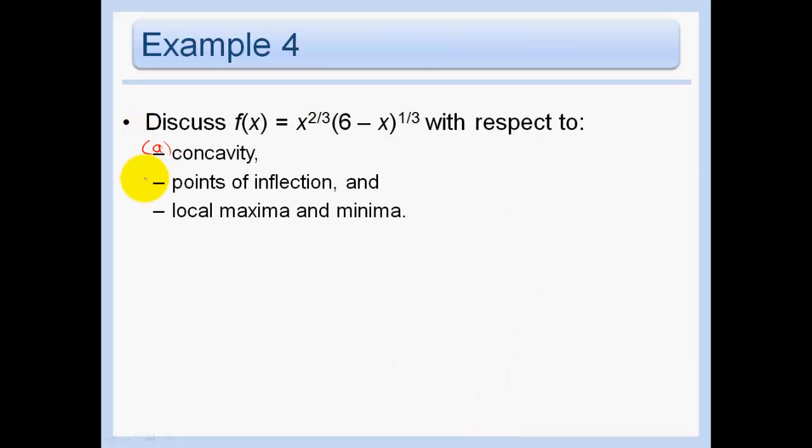So let's do this one more time. Let's first discuss the concavity. In order to take the derivative, I want to see if I can simplify my function, and I just can't in this case, so I've just got to work with it. Take the first derivative, and I need a product rule.